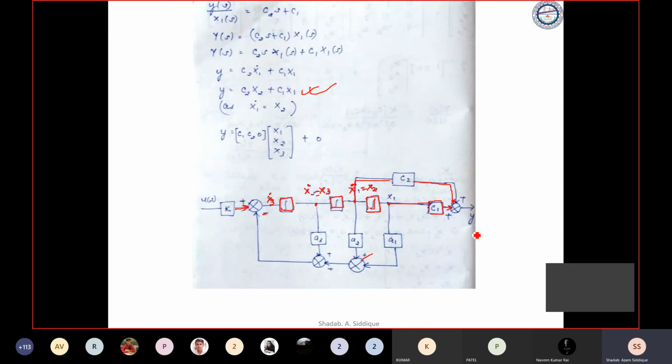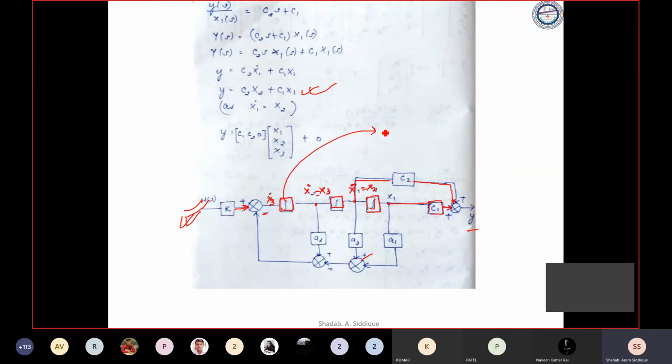We have one input and one output, so you can see Y(s)/U(s) we can write. Now you can solve using the block diagram also. You've already studied block diagrams, you've already studied the SFG. Now you try to solve this problem using the block diagram reduction technique or using the SFG.